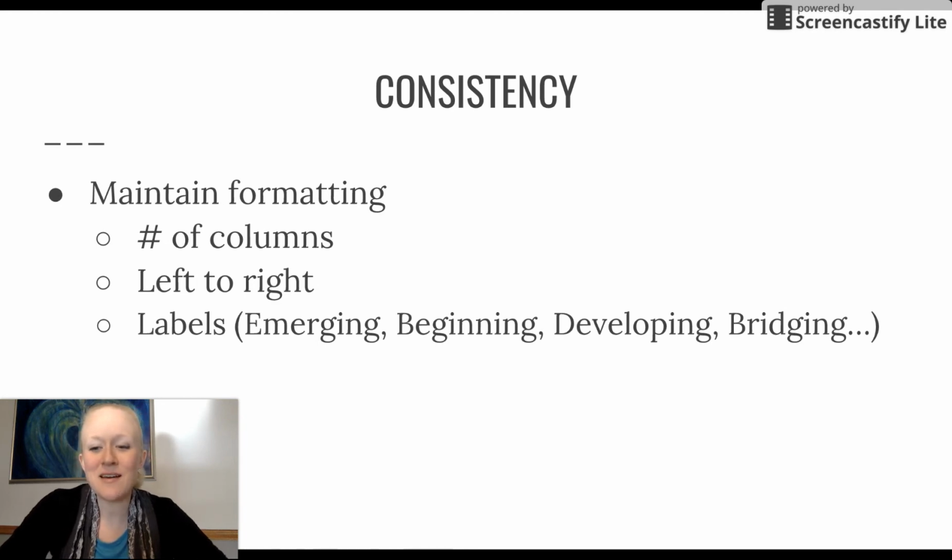Those are my tips of the week on using rubrics to maximize your UDL practice in your classroom.